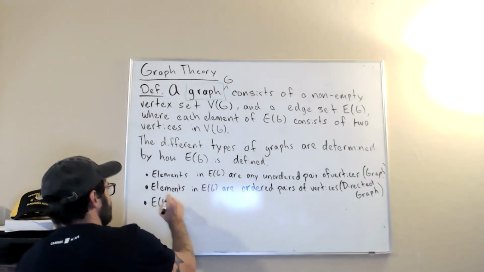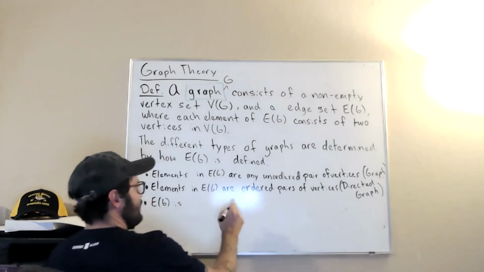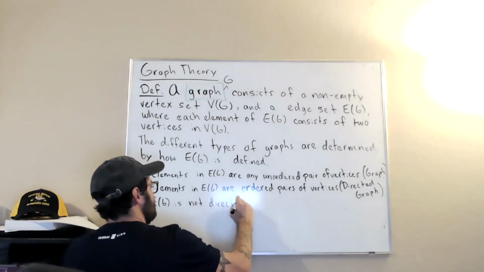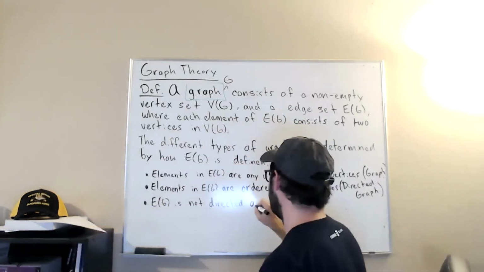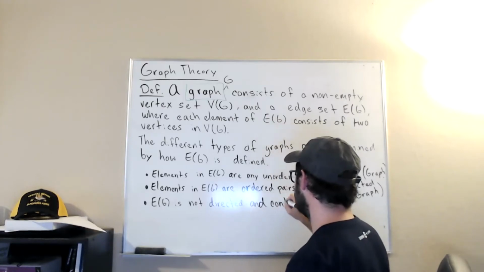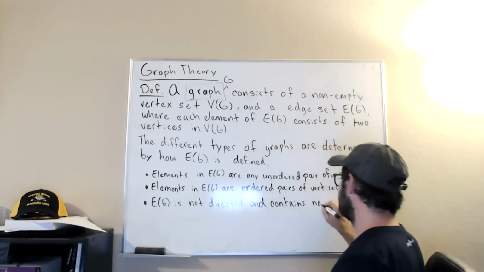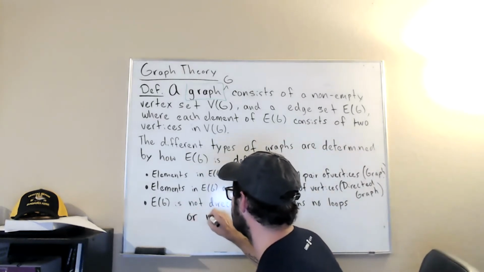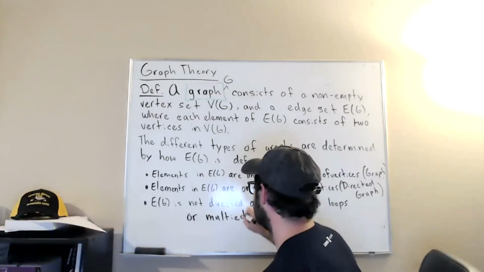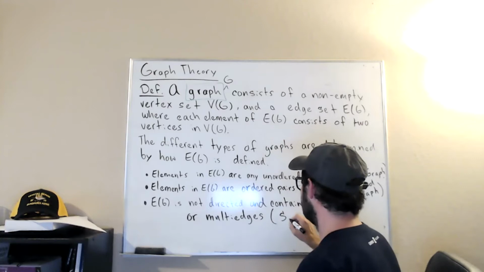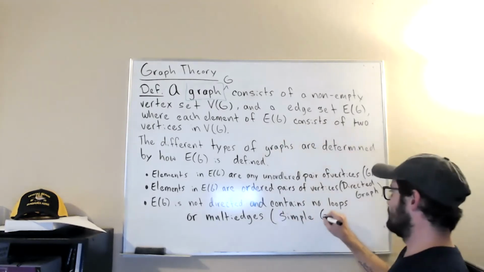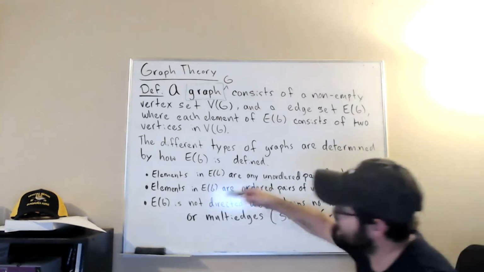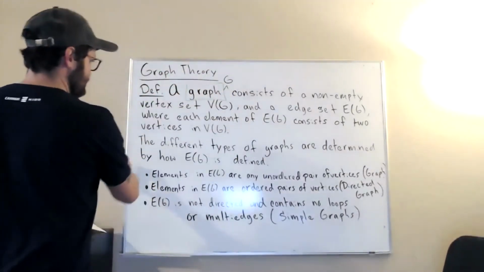And then finally, if E of G is not directed, and contains no loops or multi-edges, and I'll explain what those are in a second, these are what's called simple graphs. Okay, so I think the best way to illustrate these different types of general graphs is to just draw them.